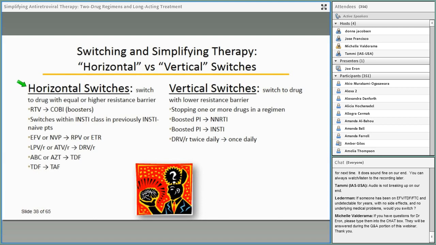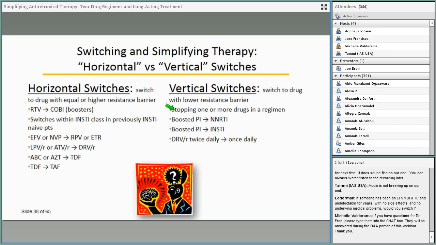This is a slide that I got from one of my colleagues, Joel Gallant, and he thinks about horizontal switches, and what he means by that is when you switch essentially in the same drug class, like ritonavir to cobicistat, or efavirenz or nevirapine to rilpivirine or doravirine, or between protease inhibitors, or between nucleosides, or from TDF to TAF. Those are pretty safe and can be done almost in anyone.